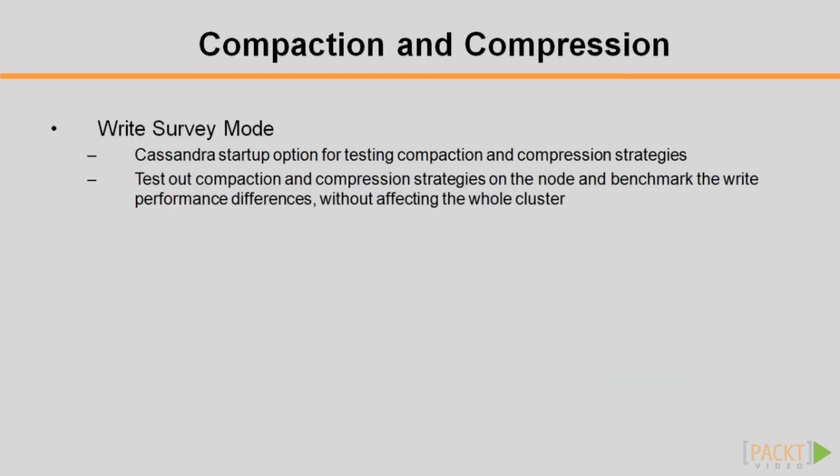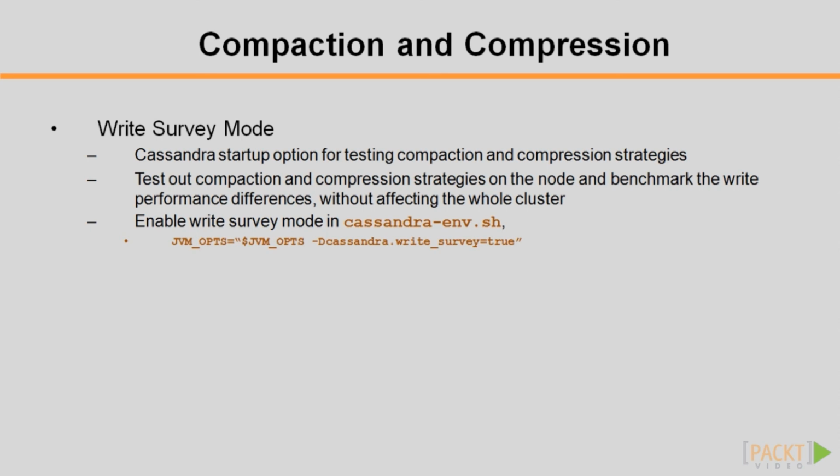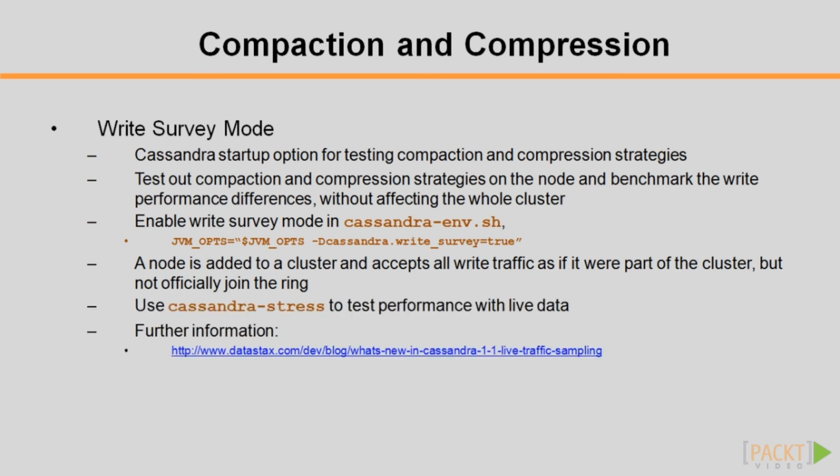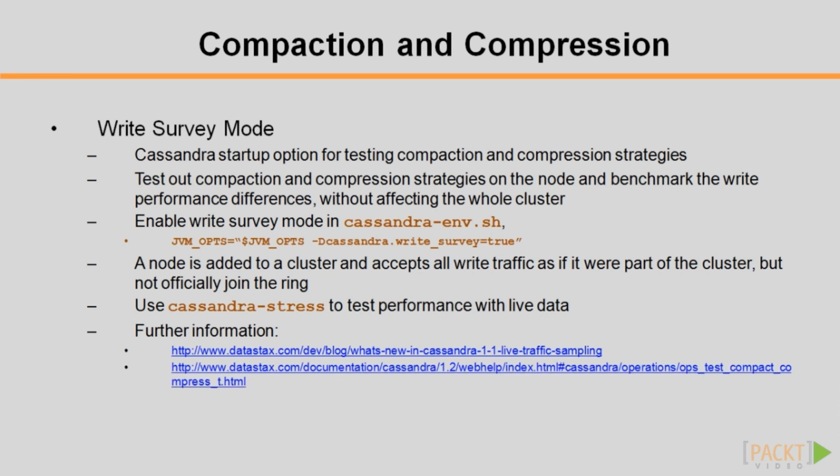To test compaction and compression performance, we may make use of the write survey mode. It's a node startup option for benchmarking the write performance differences without affecting the whole cluster. Set the JVM_OPTS variable in cassandra-env.sh to enable write survey mode as shown. When enabled, a node is added to a cluster and accepts all write traffic as if it were part of the cluster, but not officially joining the ring. Then we can use stress testing tools such as Cassandra Stress, which will be introduced in the next video, to benchmark the compaction and compression performance with live data.